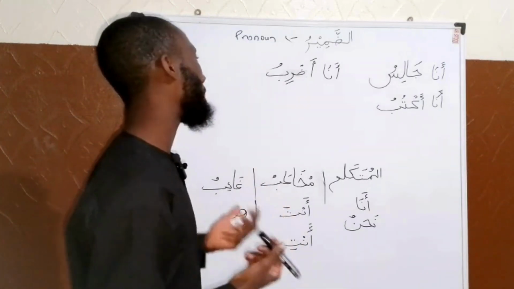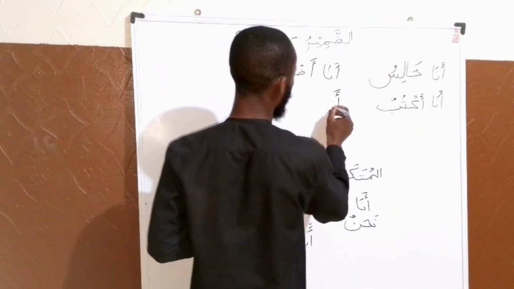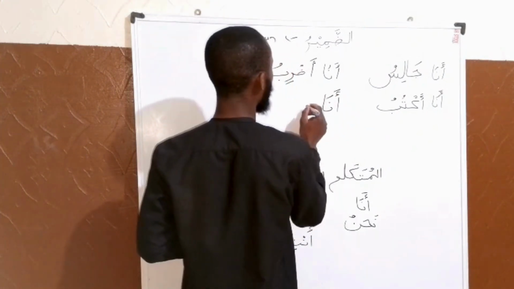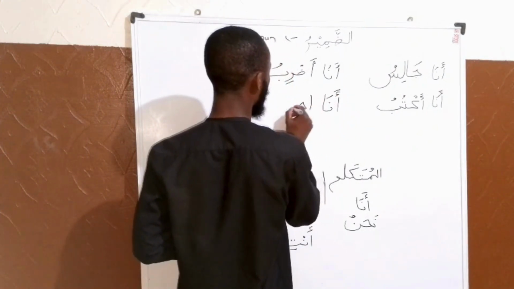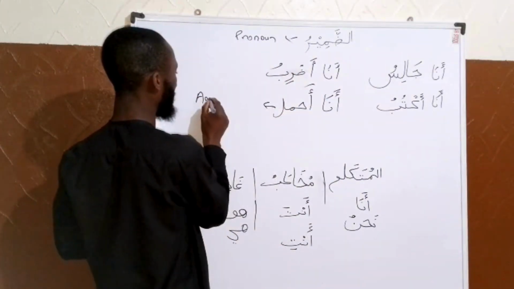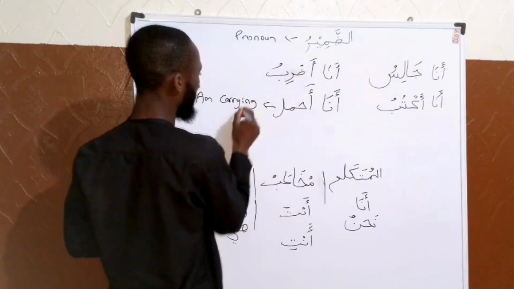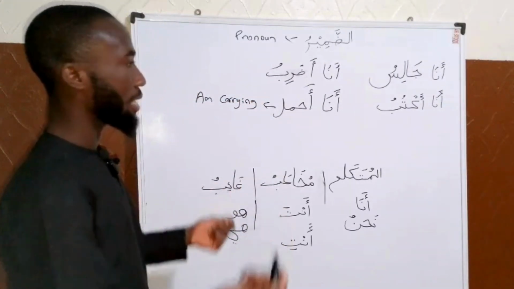Now, how do you say I'm carrying in Arabic? You say ana ahmilu. Ana ahmilu. That's I'm carrying.